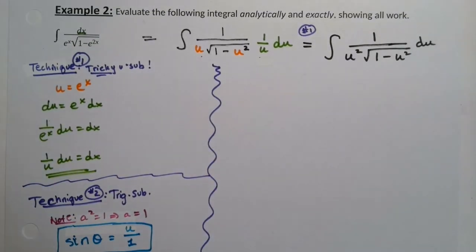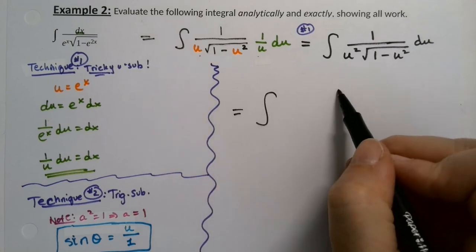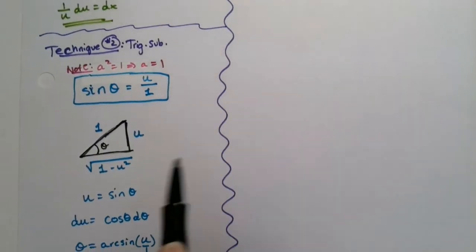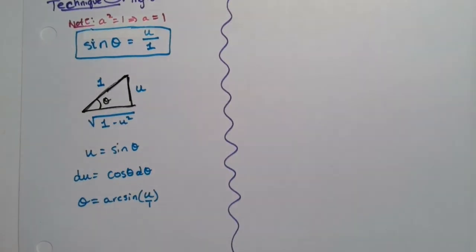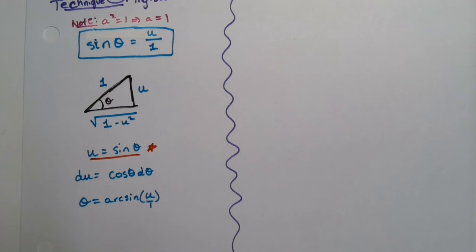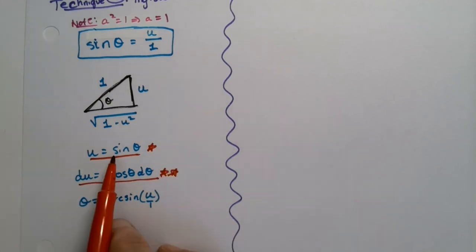So this is equal to, okay, 1, I can do that, over u squared. U is the sine of theta. It's right here. Right? There's your sine of theta piece right here. So I'm going to use that. And I'm going to use this for du. Right? So wherever there's a u, I'm going to put sine of theta. When there's a du, I'm going to put cosine of theta.